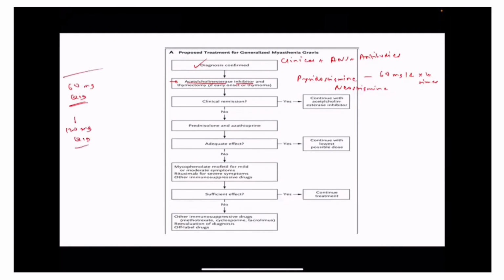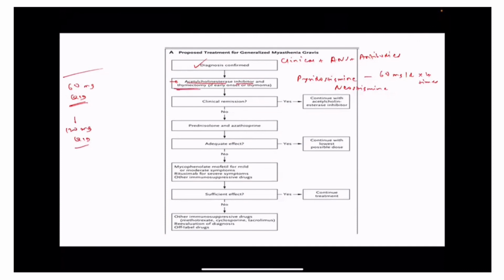So what are these drugs? These are nothing but anticholinesterase inhibitors. I told you why we have to give anticholinesterase inhibitors, because they will not break down your acetylcholine, and whatever acetylcholine is there, or is going to act on your acetylcholine receptors, the patient's weakness will improve. And along with that, usually we go for thymectomy.